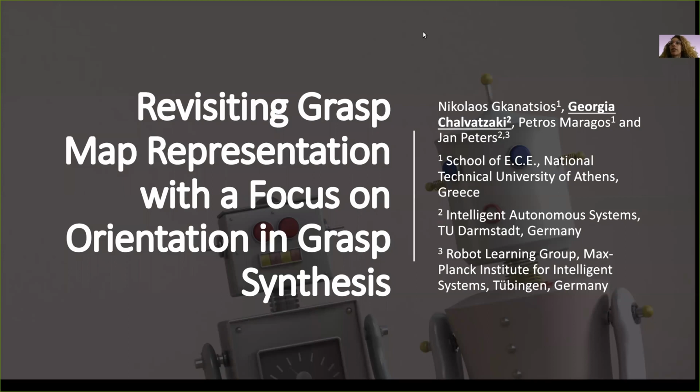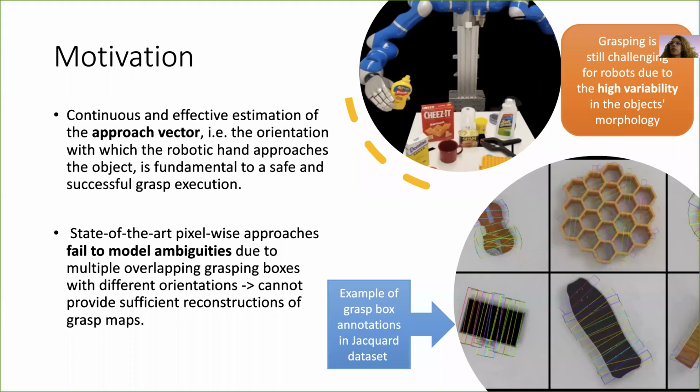My name is Chalvatzaki, and I will present to you our work on revisiting grasp map representation with a focus on orientation in grasp synthesis. Grasping is still challenging for robots due to the high variability in the object's morphology. The continuous and effective estimation of the approach vector is fundamental for the successful grasp execution.